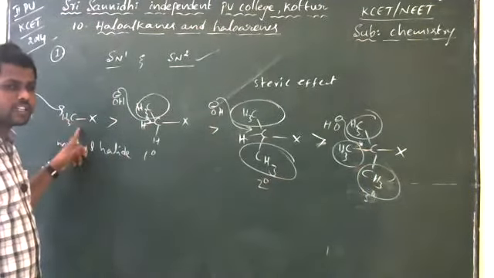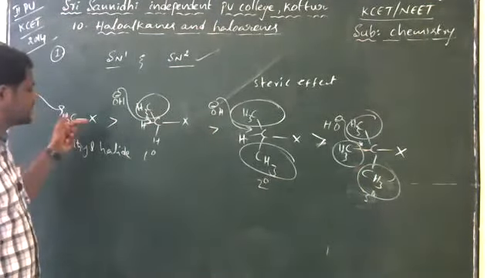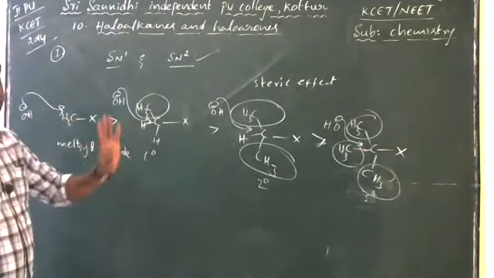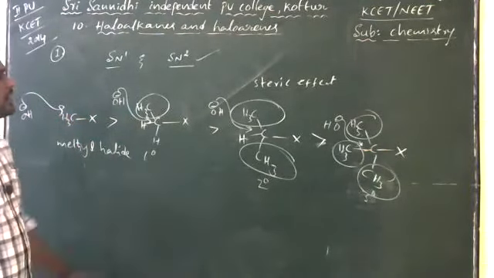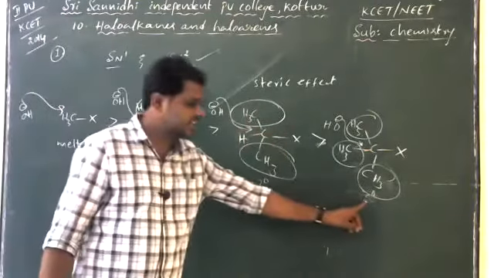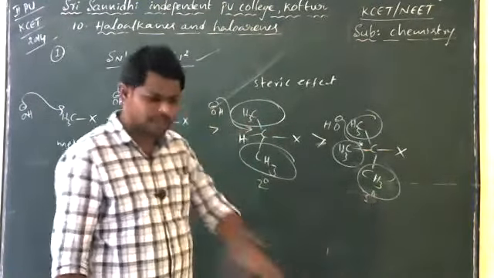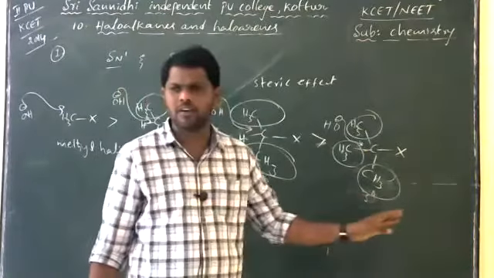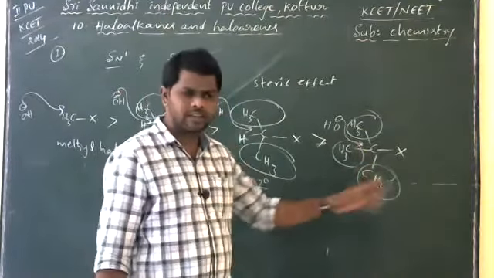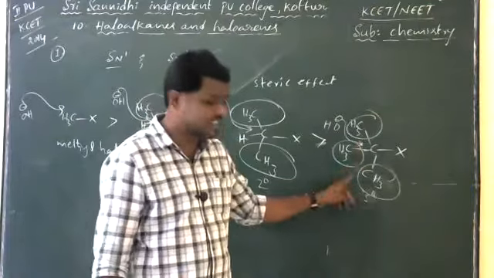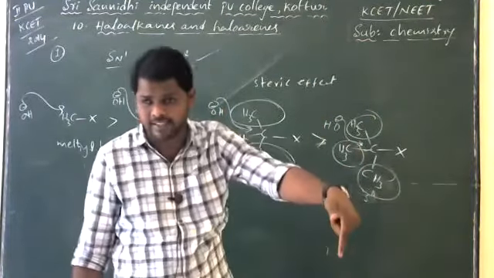That's why it is more reactive. That's why the OH minus nucleophile can easily attack here. That's why this is the order. Right? And due to the steric effect, tertiary halides do not undergo the SN2 mechanism at all, it is 100% zero. They do not involve in the SN2 mechanism.